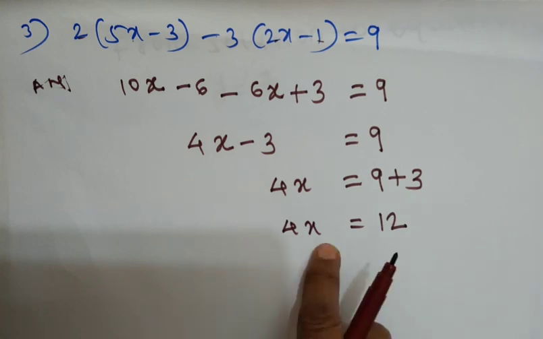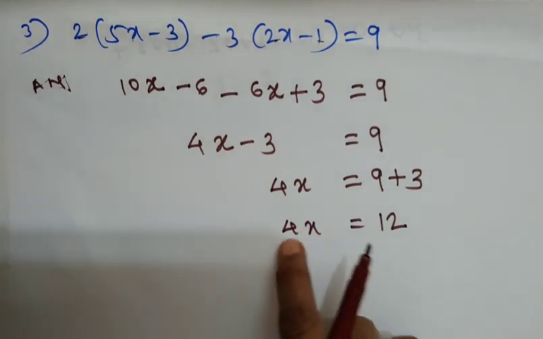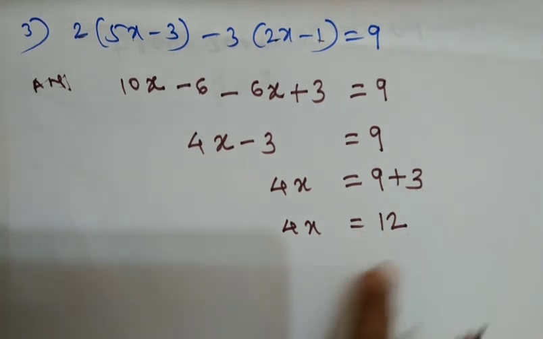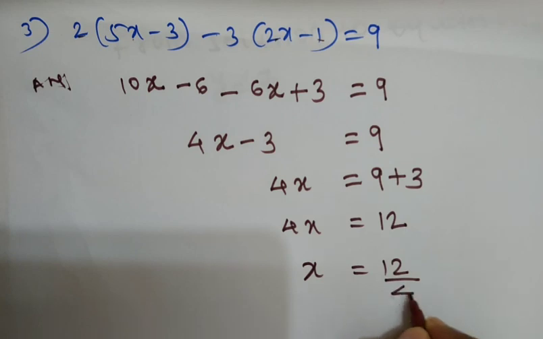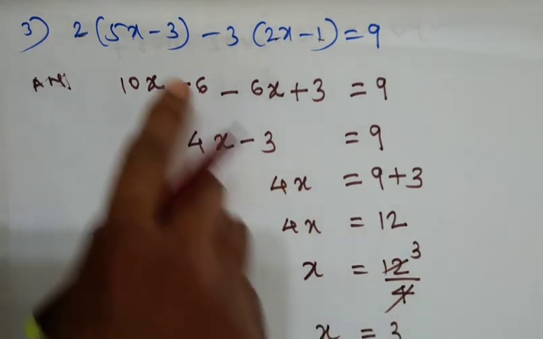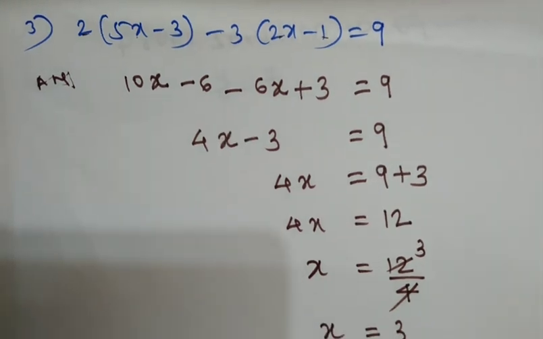Now here it is 4 times x. So if you transpose this 4 to the right side, then it becomes division. So x is equal to 12 divided by 4. 4 threes are 12. So what is your solution? 3 is the solution of this equation.